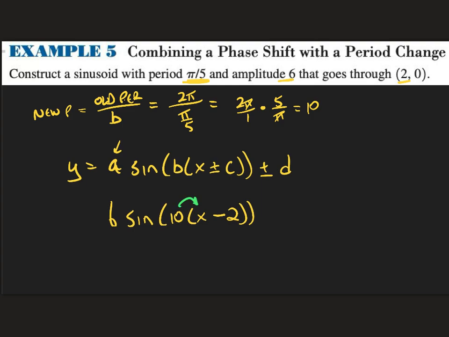And now we distribute the 10. And we get 6 sine of 10x minus 20. And this is your sinusoid. You can always graph it and check. Make sure you graph it and check. But you're going to have to change your windows because now this says (2, 0), which means you have to take pi out of your x values.